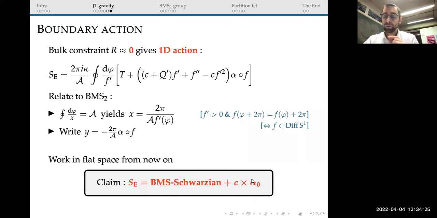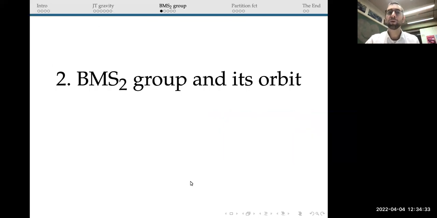And so thanks to that zero mode, we're going to have saddle points. I'm also going to argue that this BMS-Schwarzian action is sort of ill-behaved in a certain way. So that's what I'm now going to do. And this requires that I really define the BMS group in 2D.